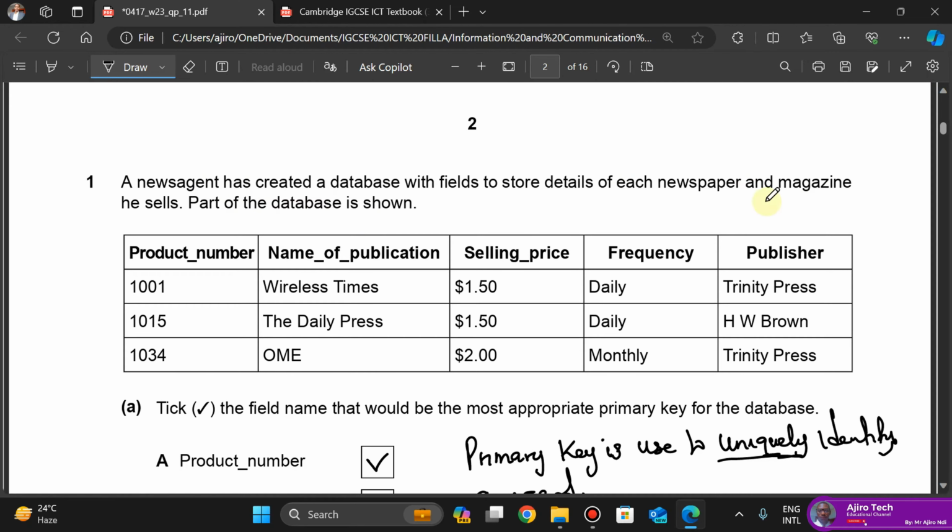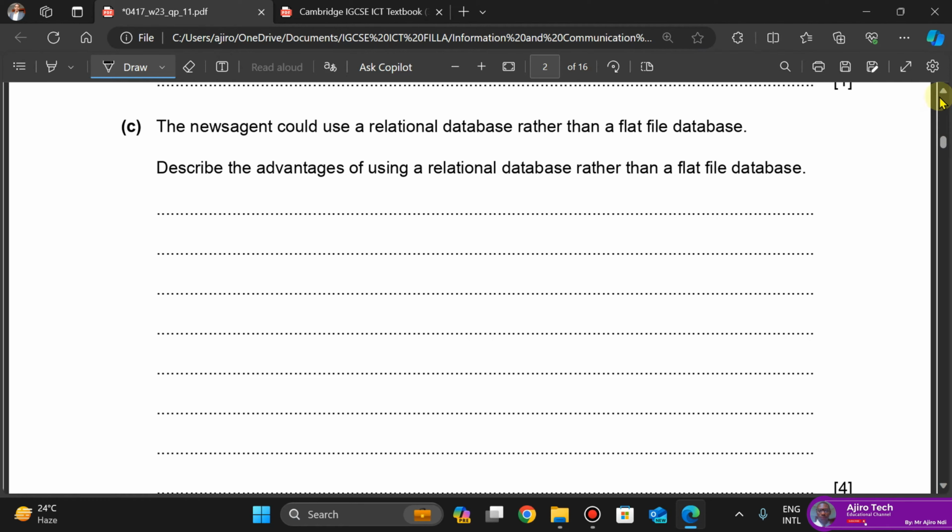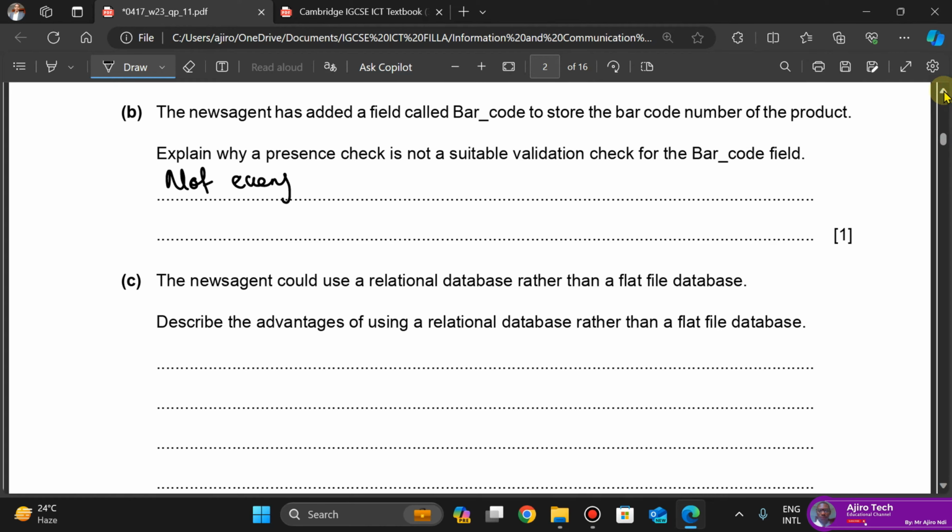Now this news agent, they have a barcode for what? A newspaper and magazine. The reason why it is not a suitable one is because not every publication has a barcode, and that's the truth. Not every publication has a barcode, right? Because of that, a presence check will not be the best suitable validation check, because a presence check will ensure that it is not empty. So if that field is empty, it's going to ask a question. So it's just a test of knowledge because now you know what a presence check is. Why it's not a suitable one?